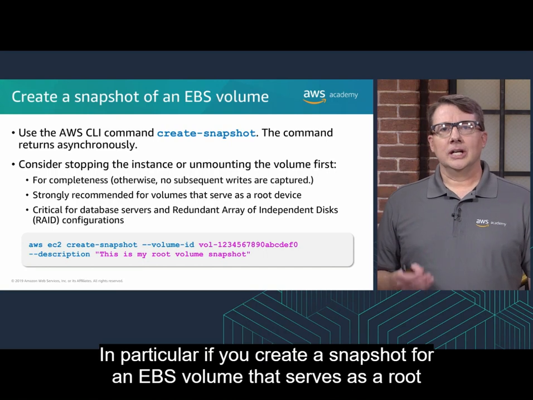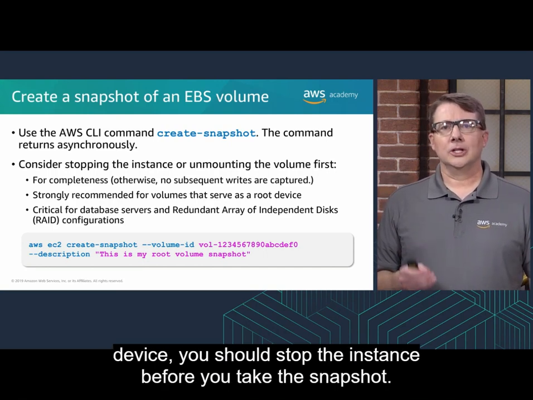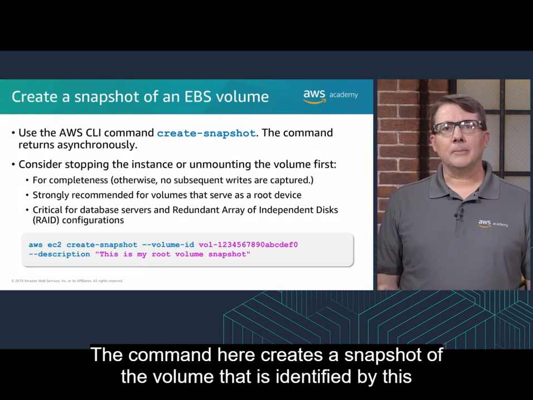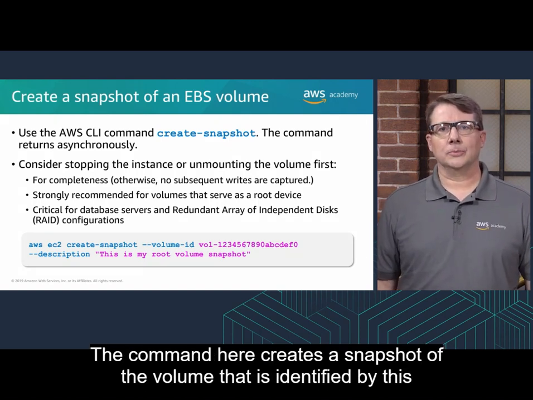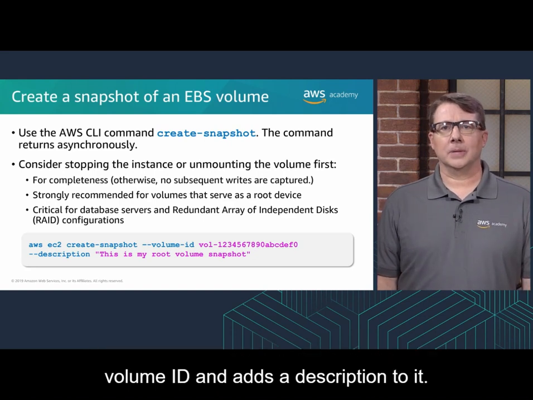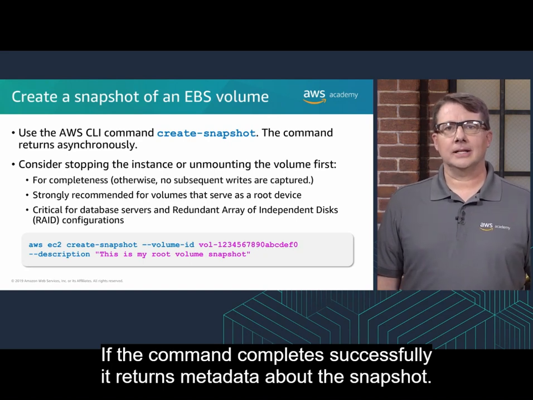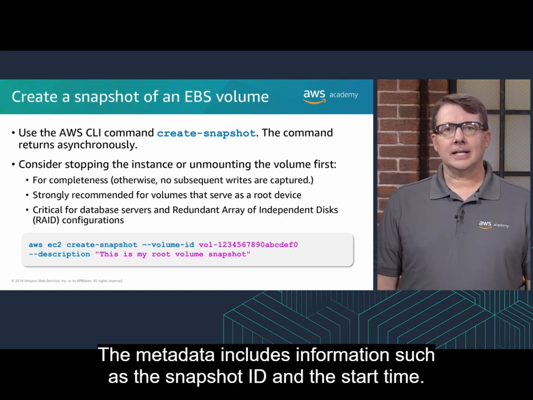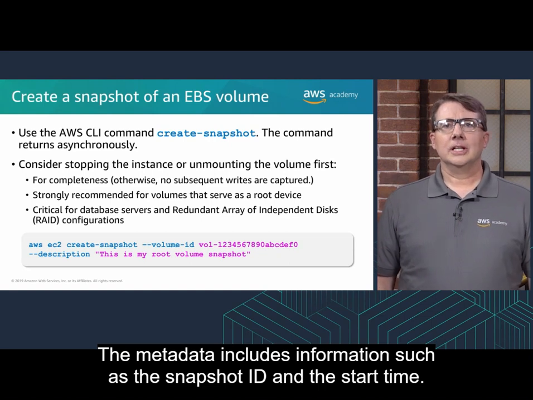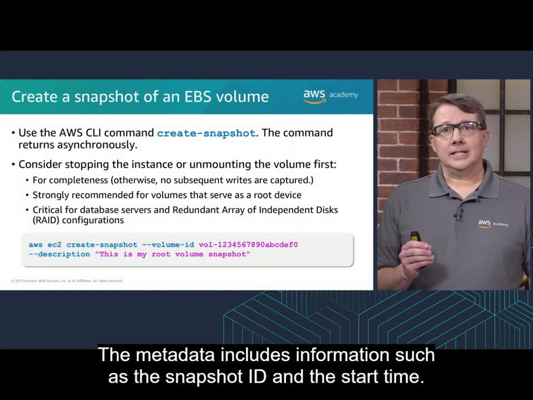In particular, if you create a snapshot for an EBS volume that serves as a root device, you should stop the instance before you take the snapshot. The command here creates a snapshot of the volume that is identified by this volume ID and adds a description to it. If the command completes successfully, it returns metadata about the snapshot. The metadata includes information such as the snapshot ID and the start time.